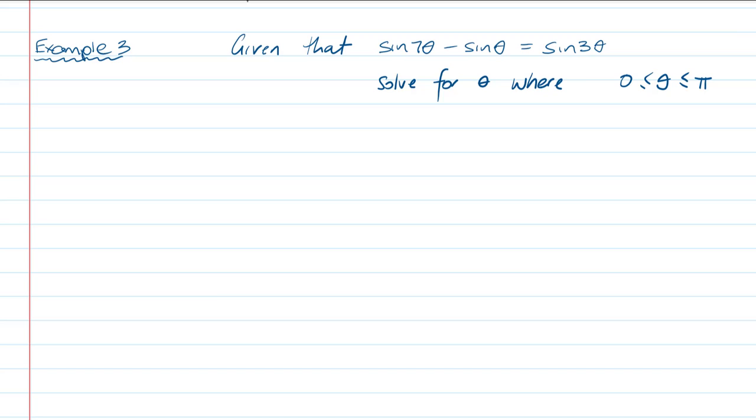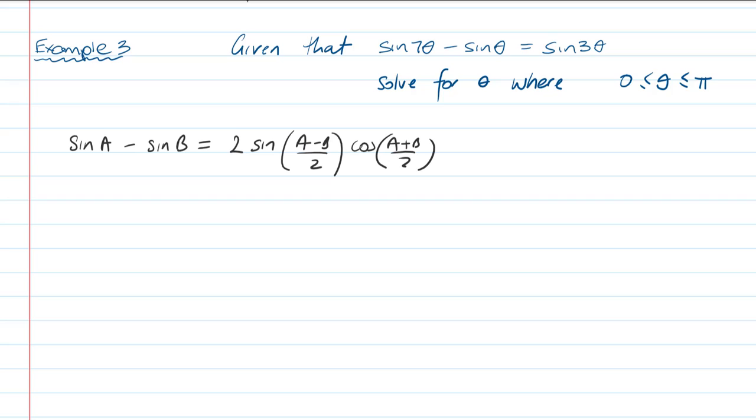For this last solution, it's worth remembering again that formula: sine A minus sine B is equal to 2 times sine of (A minus B) over 2, times cos of (A plus B) over 2. That's going to be handy for us. The question says, given this equation, solve for theta. You might play around with double angle formula expansion and summation formula expansion, but that looks a little bit fiddly.